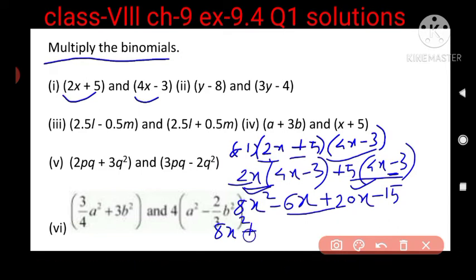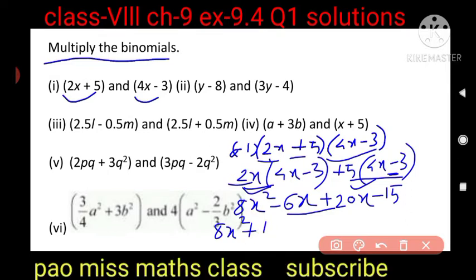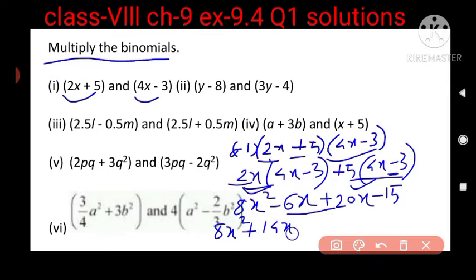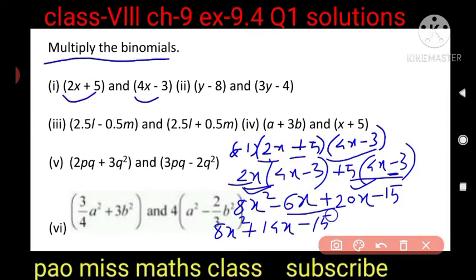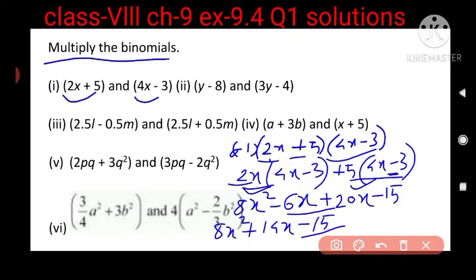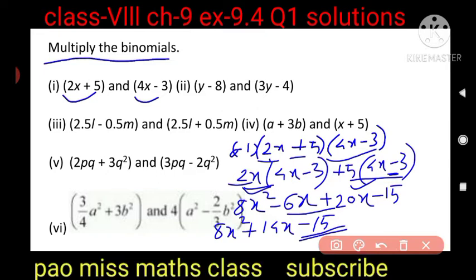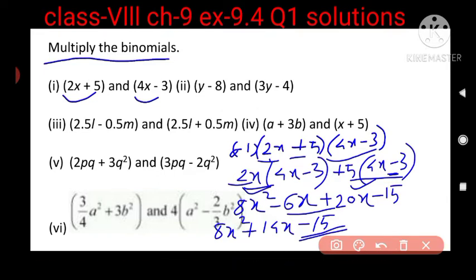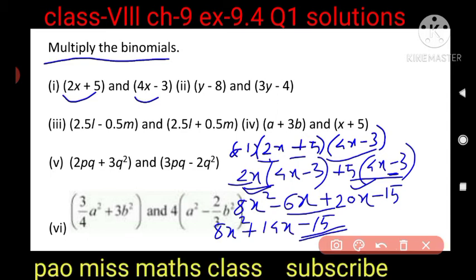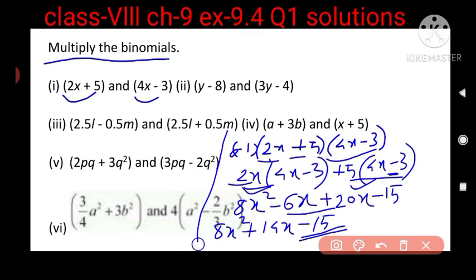That means 20 minus 6 is equal to how much? 14x. Then what is remaining? 15 is a constant and there is no other constant. So what is the answer? Our answer is 8x square plus 14x minus 15. Hope you have understood. So this is the solution of the first question.